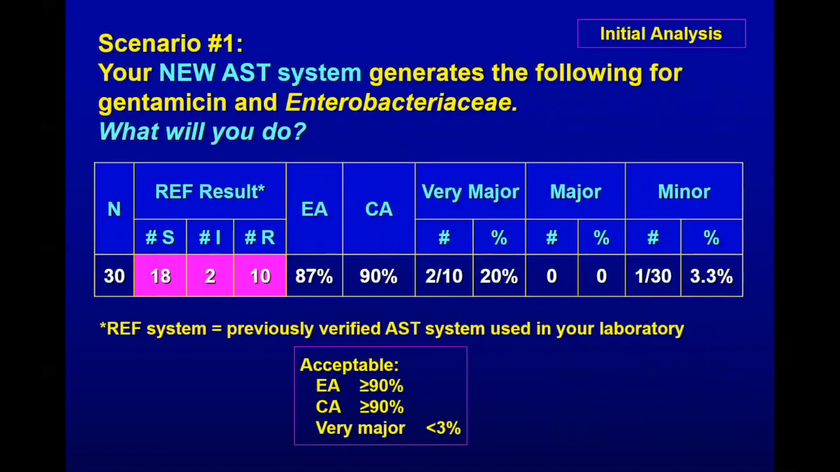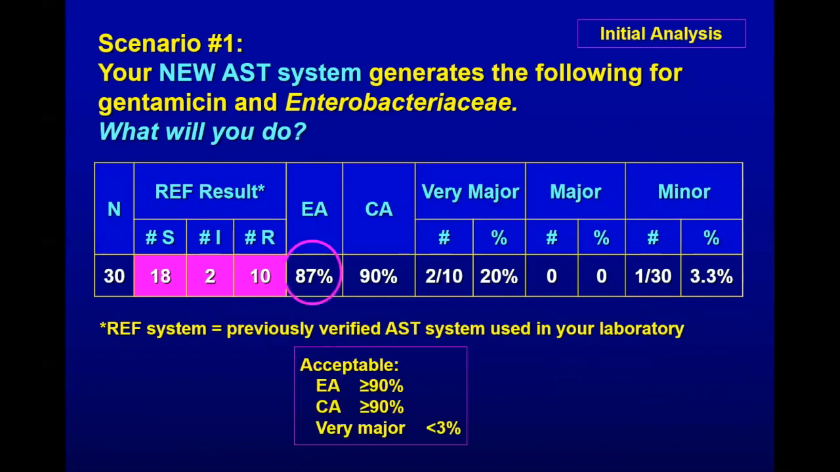Okay, on this slide, now we're going to start looking at 2 different scenarios and what you can do based on the results you're getting from your verification study. So the scenario here is to have your new susceptibility test system, and these are the results you've obtained from your 30 isolates of Enterobacteriaceae tested against gentamicin. In this particular analysis, we included 30 isolates, 10 of those were resistant to gentamicin, 18 susceptible, 2 intermediate.